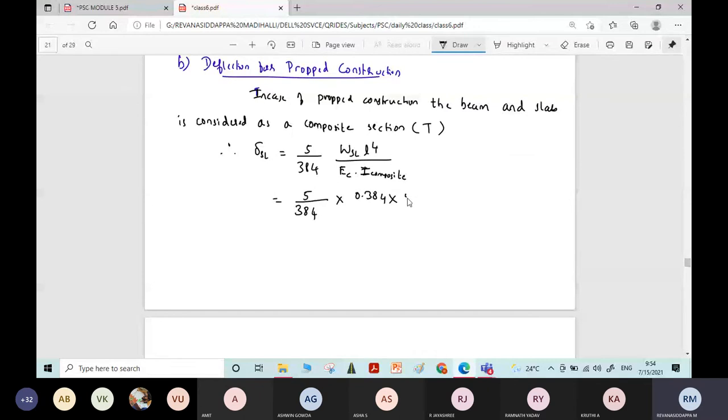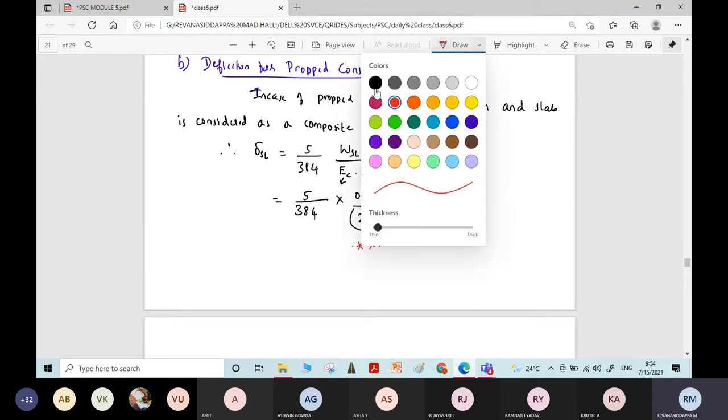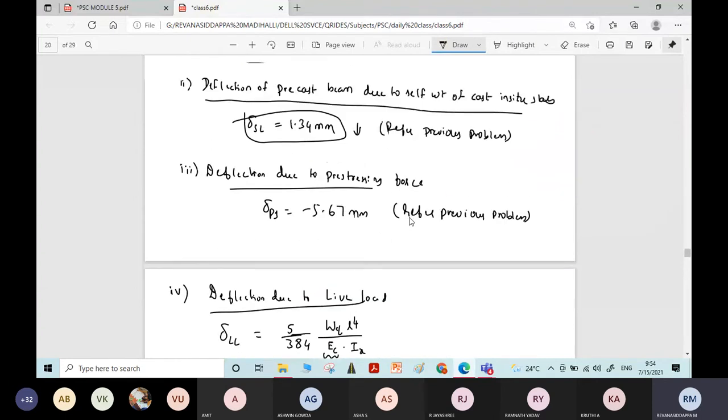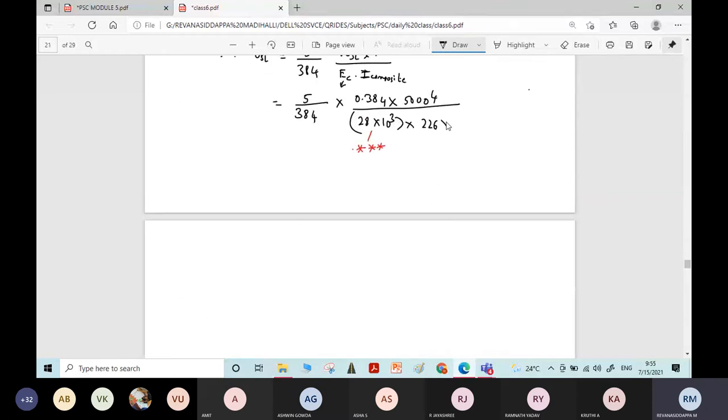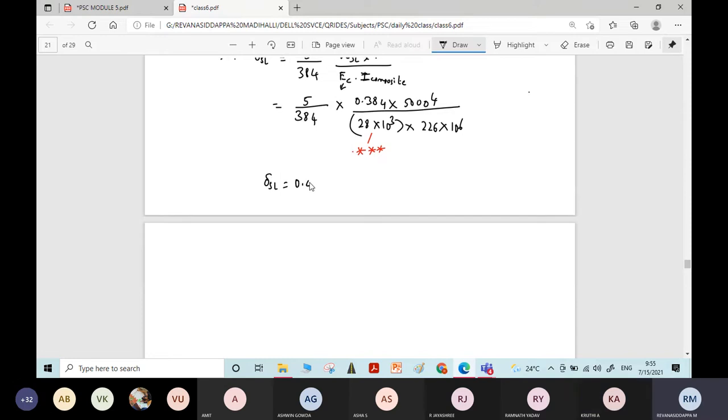Into length, which is 5000 raised to 4, divided by the Young's modulus of concrete of the slab, that is 28 into 10 power 3, into I composite. For this I composite, we have calculated 226 into 10 power 6. So what is the deflection due to slab load on the beam? 0.493 mm. Okay.